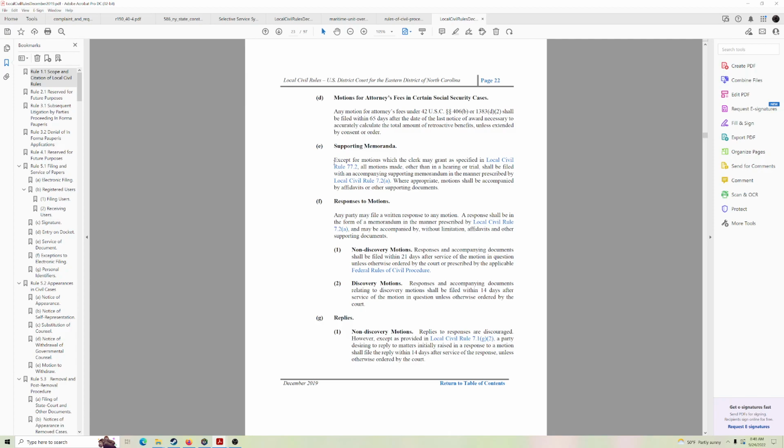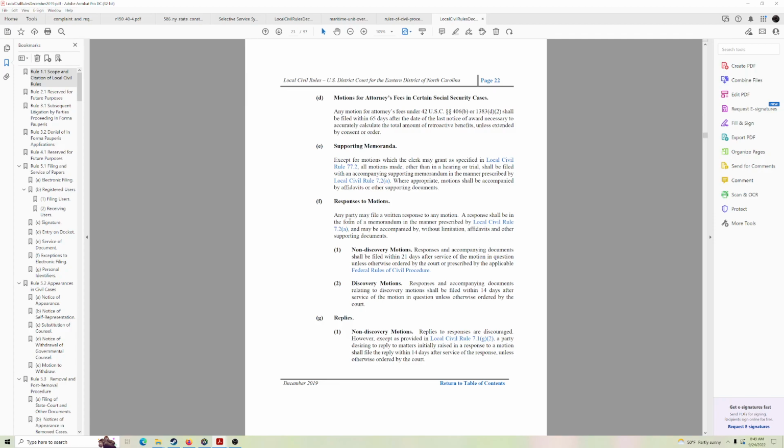Supporting memoranda. Except for motions which the clerk may grant as specified in Local Civil Rule 77.2, all motions made other than at a hearing or trial shall be filed with an accompanying supporting memorandum in the manner prescribed by Local Civil Rule 7.2(a). Where appropriate, motions shall be accompanied by affidavits or other supporting documents.